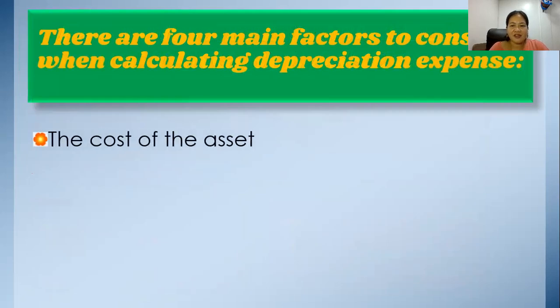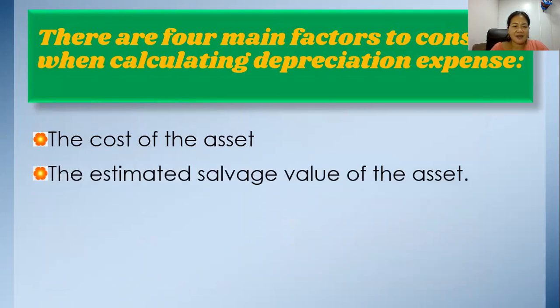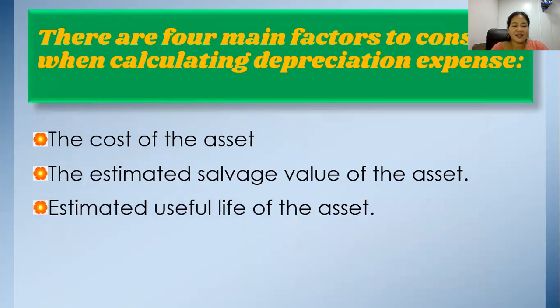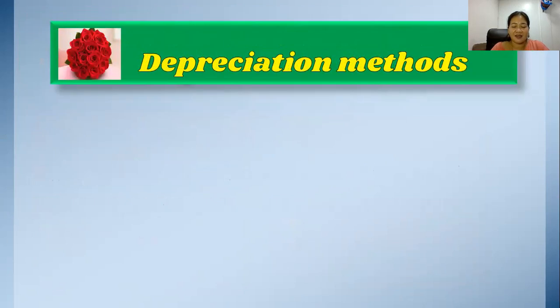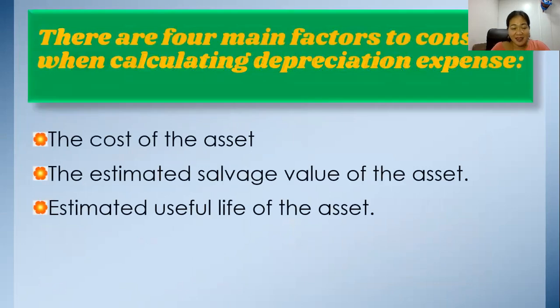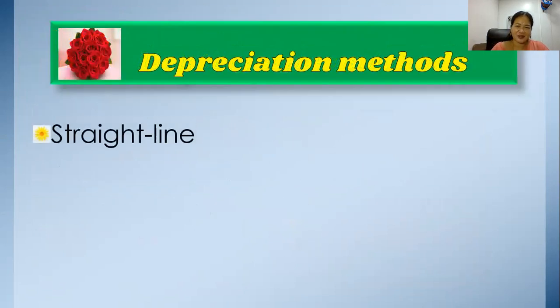So there are three main factors to consider when calculating depreciation expense: the cost of the asset, the estimated salvage value of the asset, and the estimated useful life of the asset.